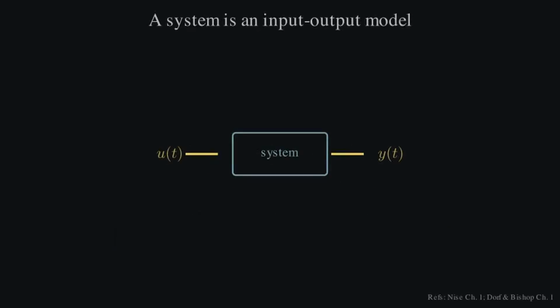A system starts as an input-output idea. An input U of t enters a block, the system transforms it, and an output Y of t comes out. Throttle becomes speed, electrical power becomes temperature, and force becomes position. Before doing math, choose the boundary. What is inside the block, what is outside, and which output matters for the design.